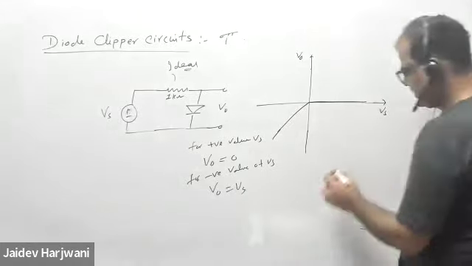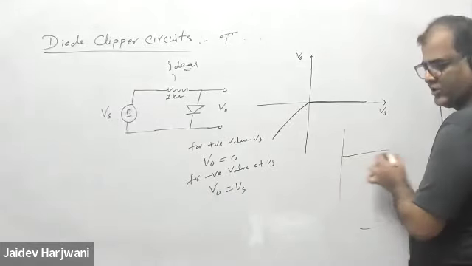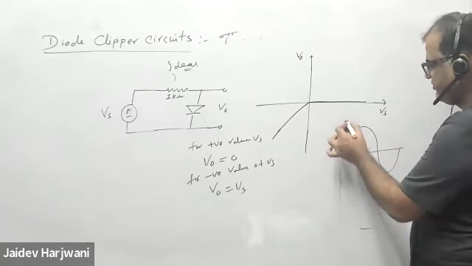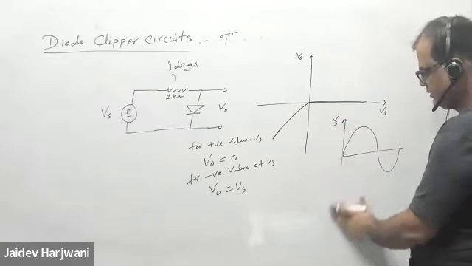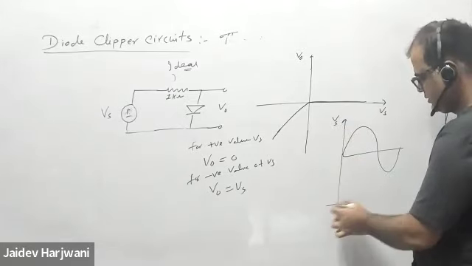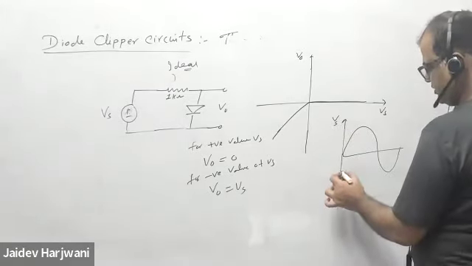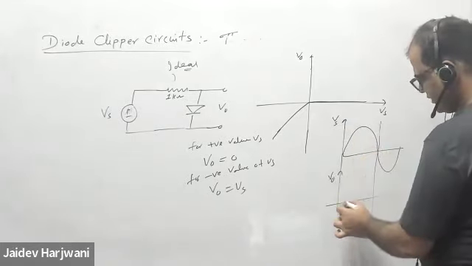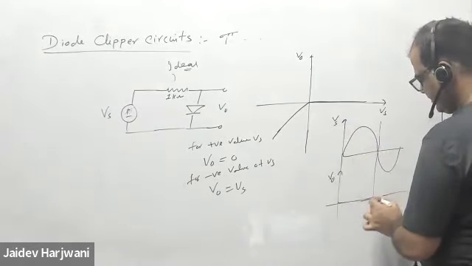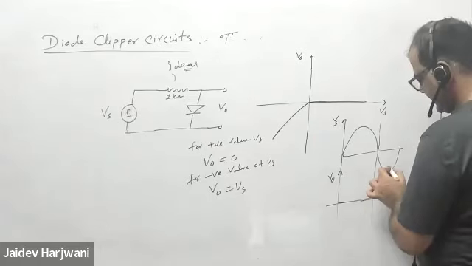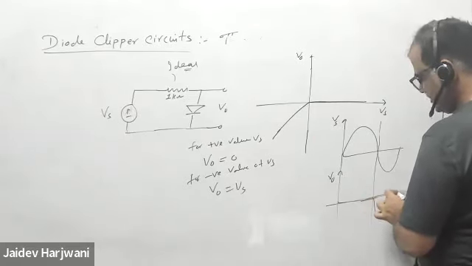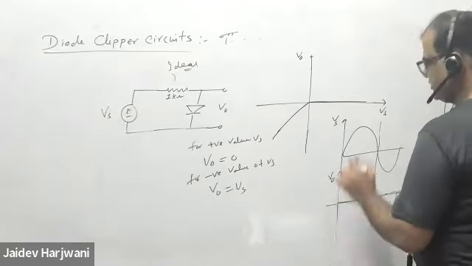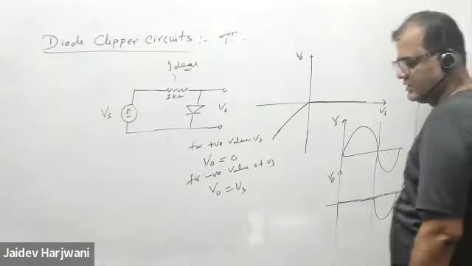And now if it is a sine wave, you can plot it very easily. If it is my Vs, and if your V naught is in the positive cycle, you are not getting anything, you are getting 0. And in the negative part, you are getting negative, the same as Vs, because V naught equals Vs. So this is your clipper circuit.